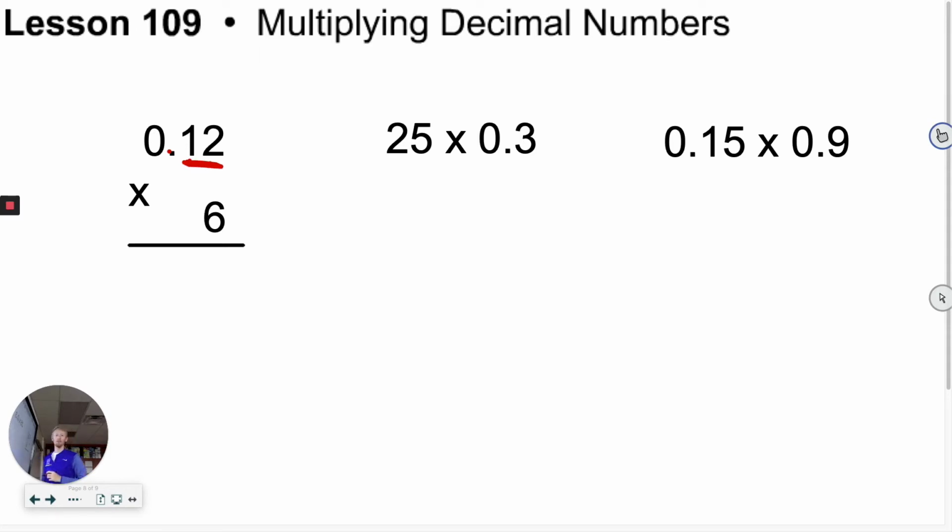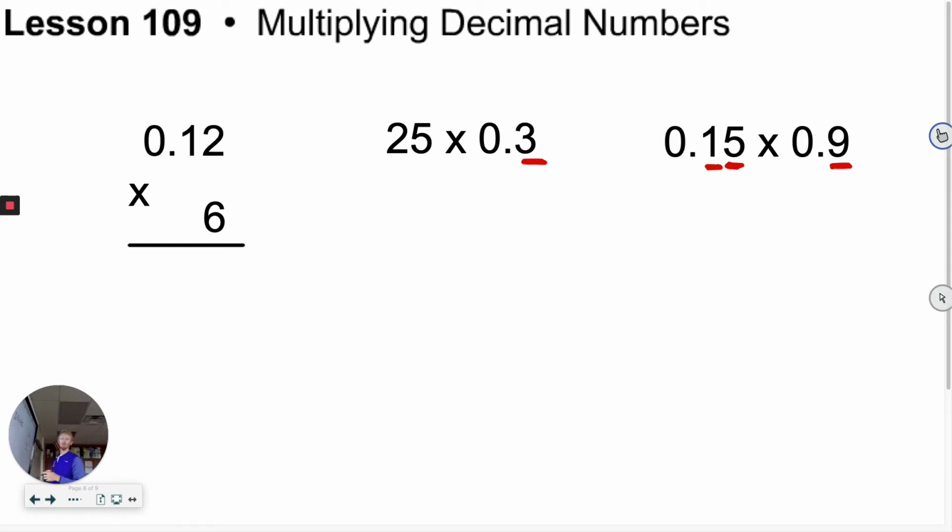0.12, two numbers in the decimal space. This one has one decimal space, right? 0.3. And this one has 1, 2, 3 decimal places. So my answer will need 3 decimal places there. So I'm just going to multiply it like I normally would.